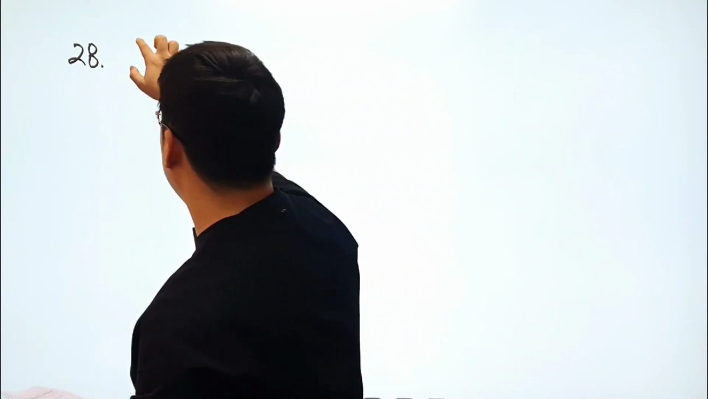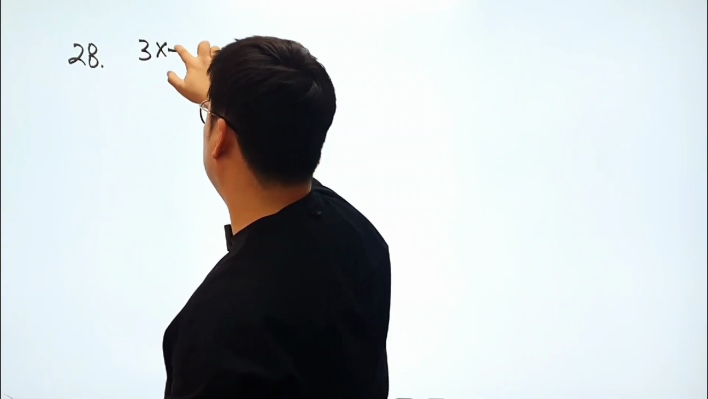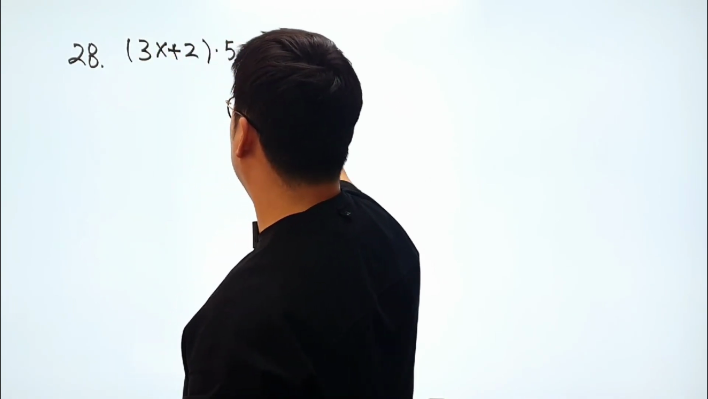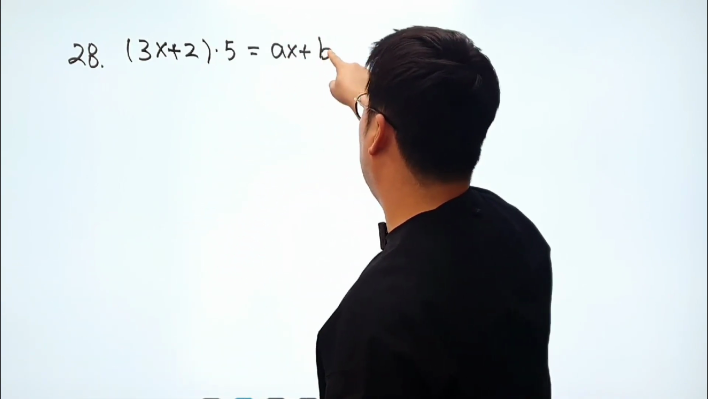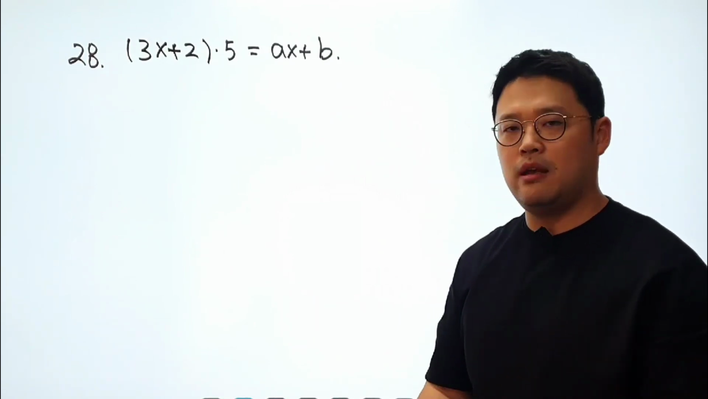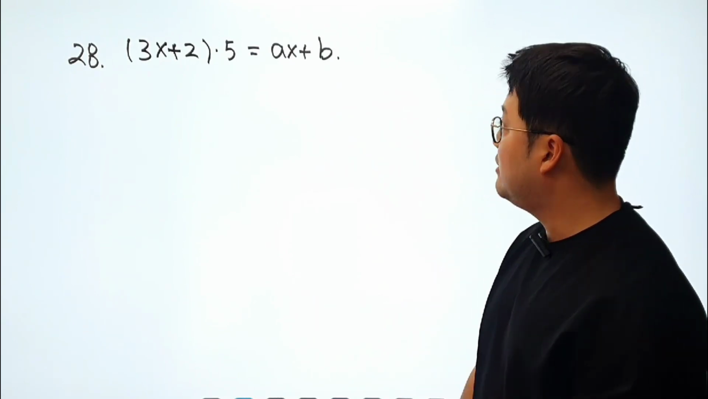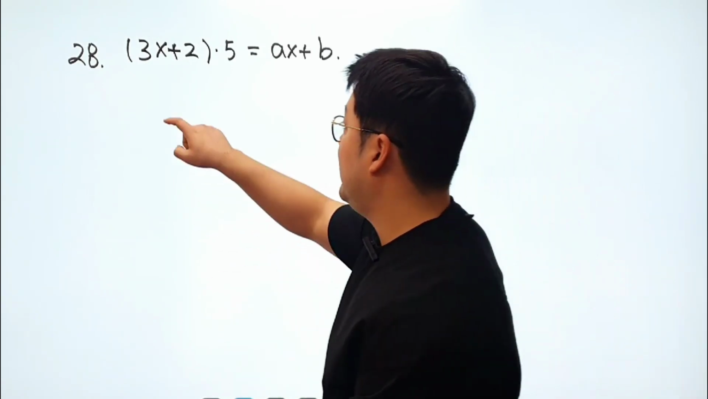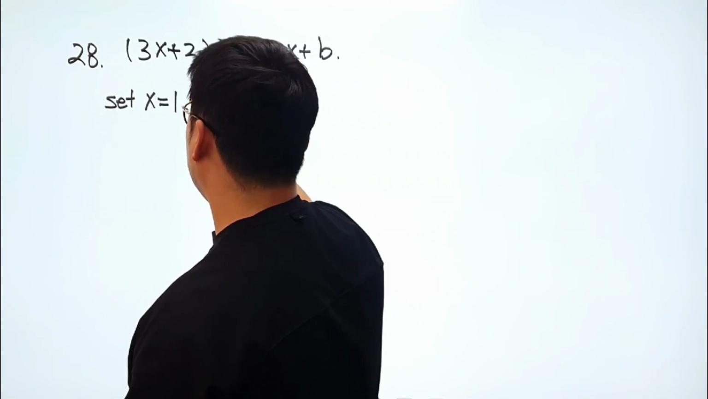All right, so here we go. We got 3 times (x + 2), times 5, which is going to be ax + b. All right, how on earth would I get a + b? What do I need to plug in the place of x? I think I need to get x equals 1. So set x equals 1, right? If you set x equals 1, let's see what happens.